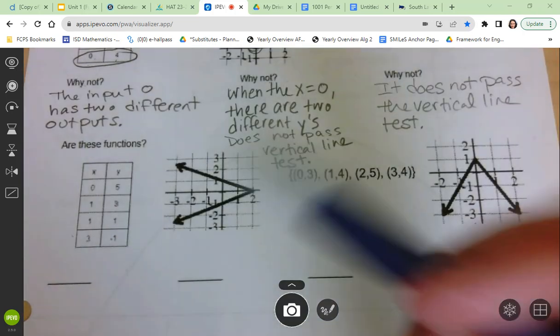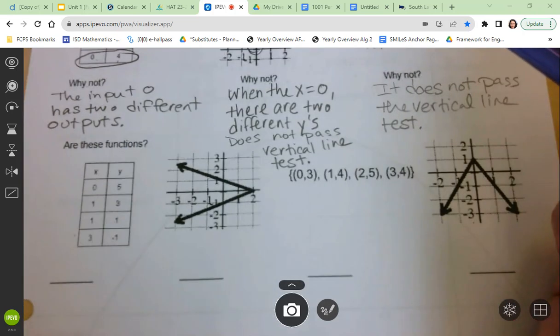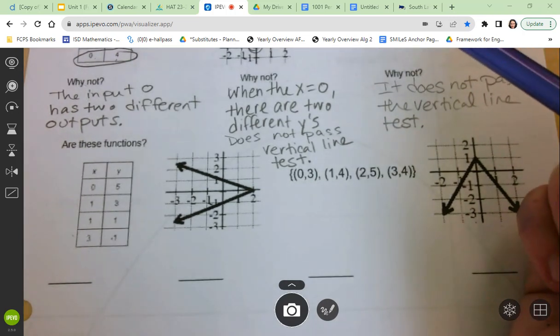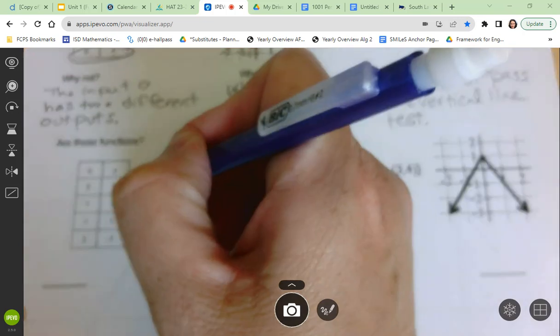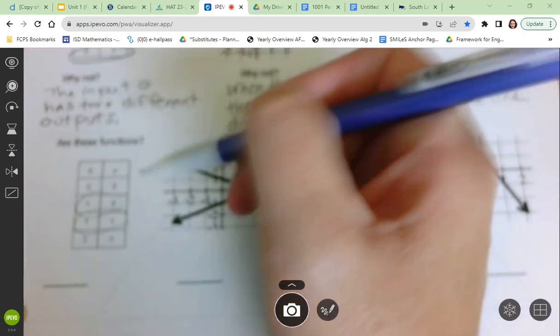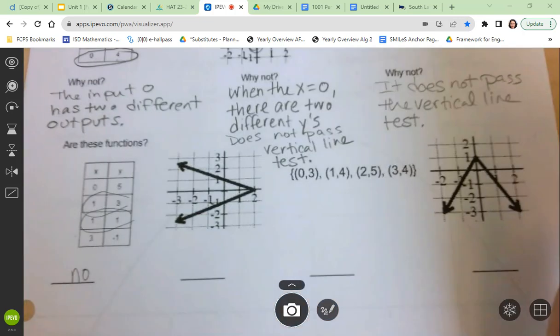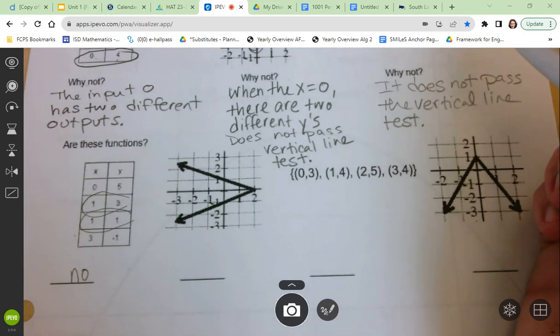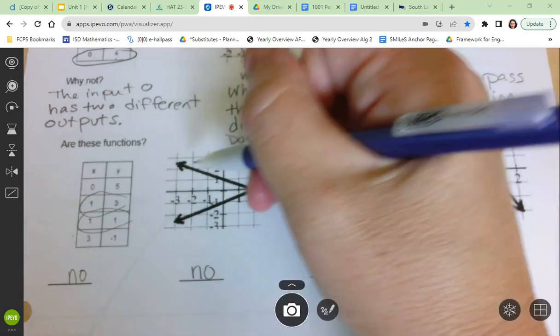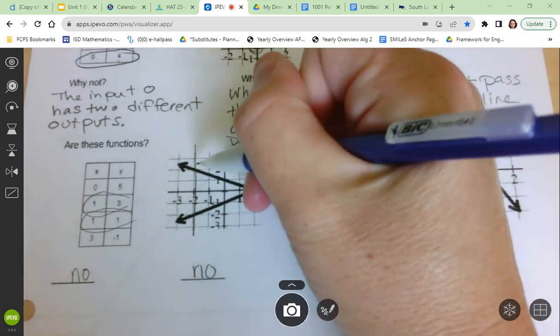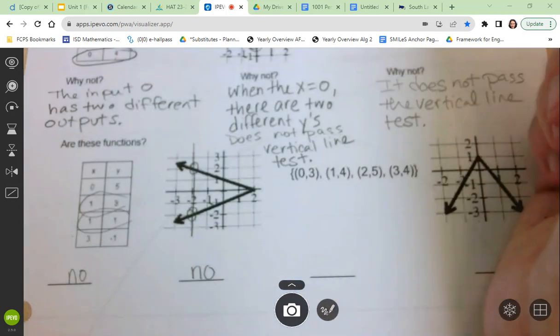All right, first one, yes or no? No, because of what number? The 1. Yeah, so 1, 3, and then 1, 1, that's the problem. No. Second one, yes or no? No. So here's my vertical line test. If I draw a vertical line, I can find a space that's going to cross more than once.